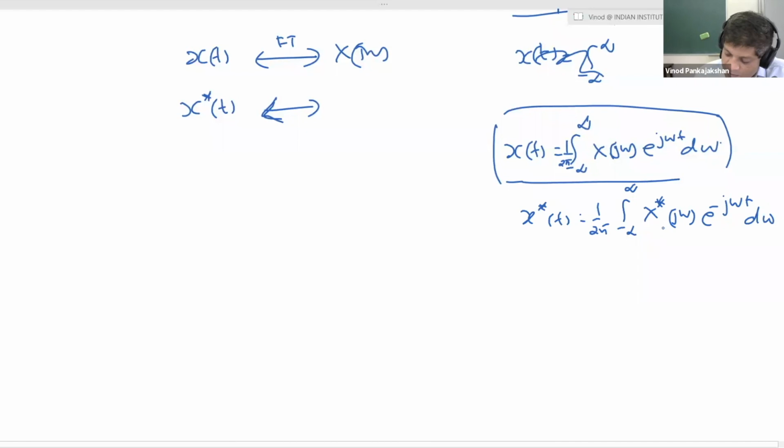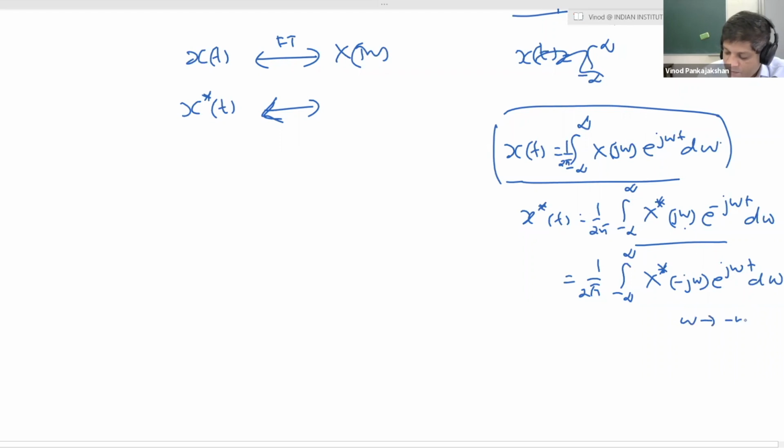Now we can write this as, is it in the form of some inverse Fourier integral? We have to convert this into the form of an inverse Fourier integral. Inverse Fourier integral means this must be e to the power j omega t. So we can write this as 1 upon 2 pi integral from minus infinity to infinity x star minus j omega e to the power j omega t d omega, isn't it? Here I am changing omega to minus omega. Okay. Now this is x star t.